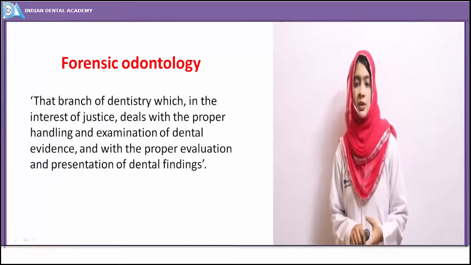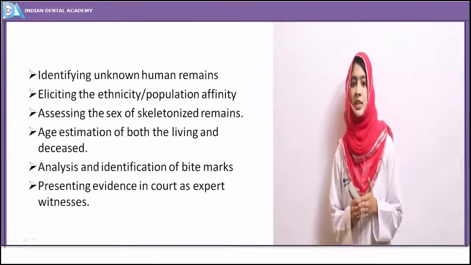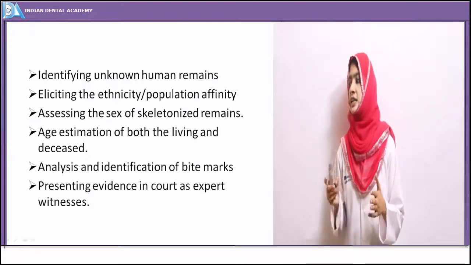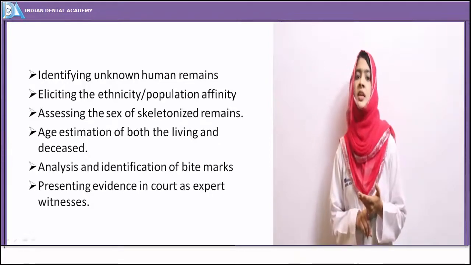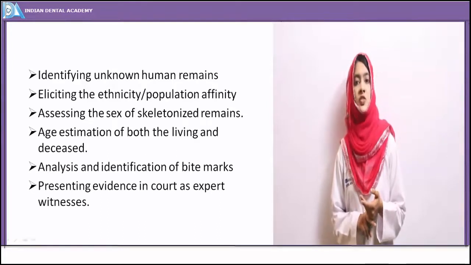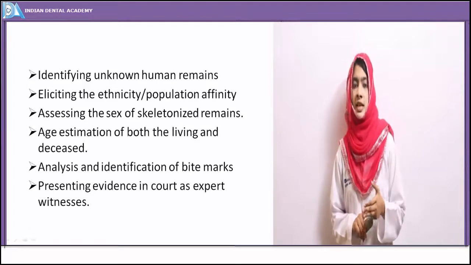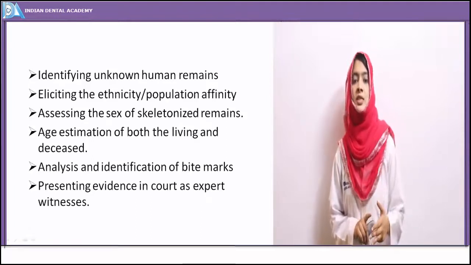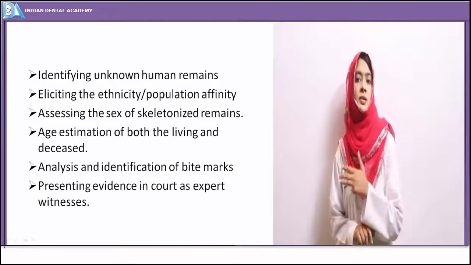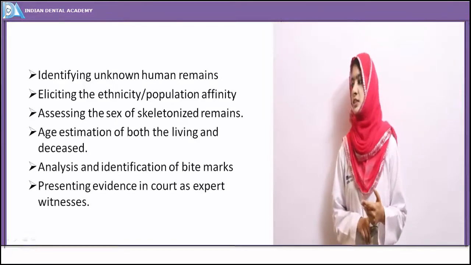So this branch, forensic odontology, as I told you, specifically deals with identifying unknown human remains. That is, whatever skeletal remnants are present in case of mass disasters, fire accidents, or any war, whatever the skeletal remains of individuals present, you can identify by this. This department helps in identification of those skeletal remains.